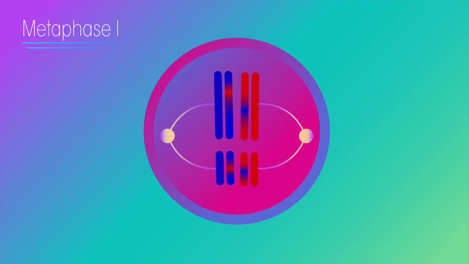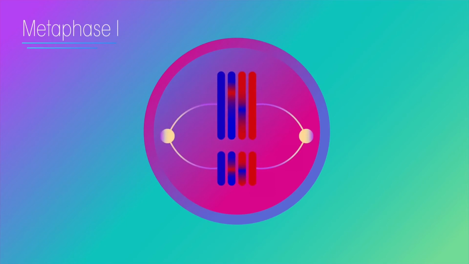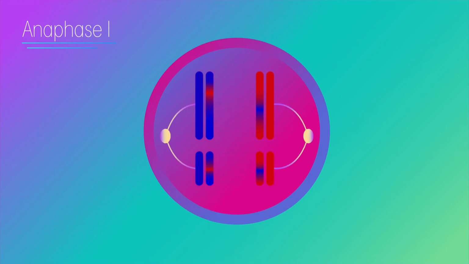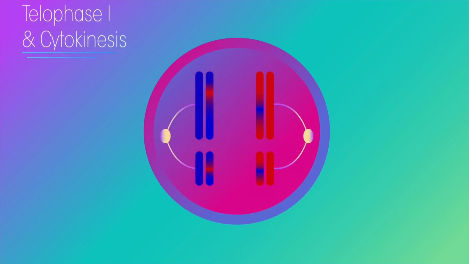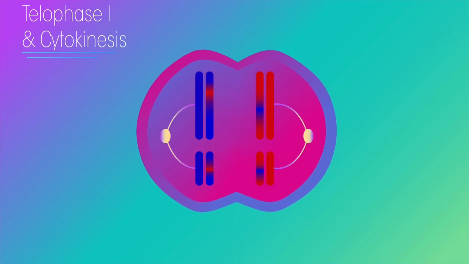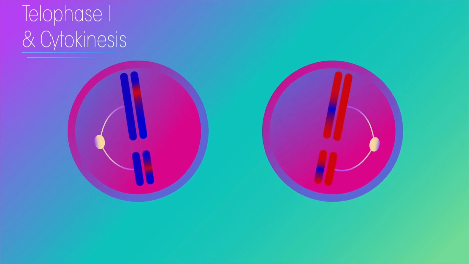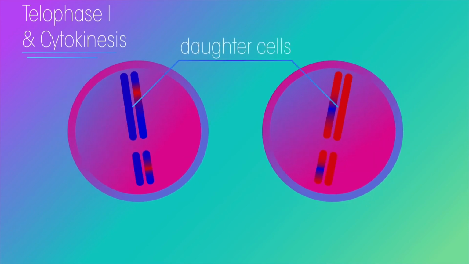Now back to meiosis. Next comes metaphase 1, as the chromosomes align themselves in the middle of the cell, and in anaphase 1, the spindle fibers pull the chromosomes apart to opposite ends. Then during telophase 1 and cytokinesis, the cell pinches apart in the middle, and the nuclear membrane reforms around the 2 new daughter cells. That's the end of meiosis 1.